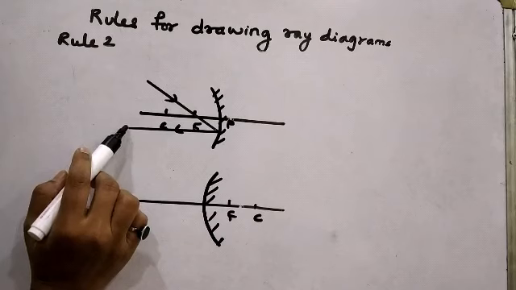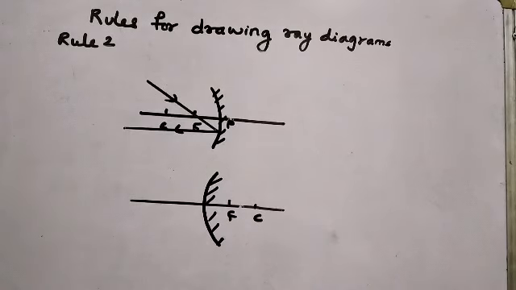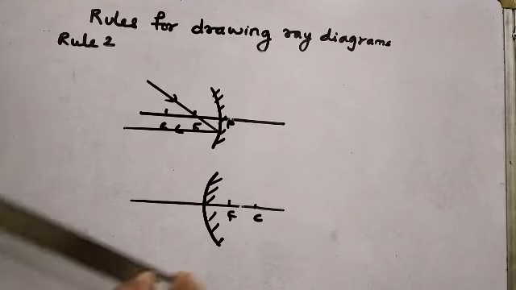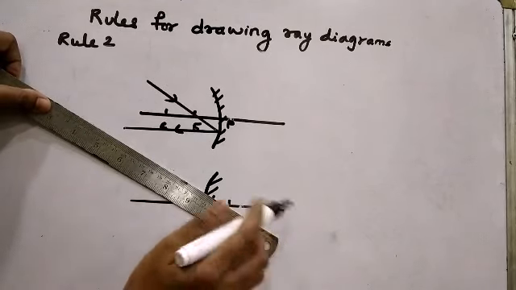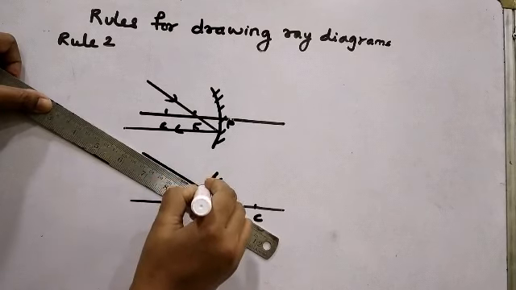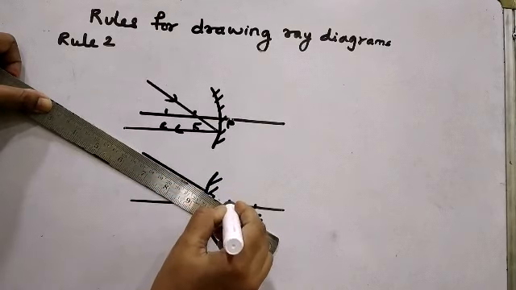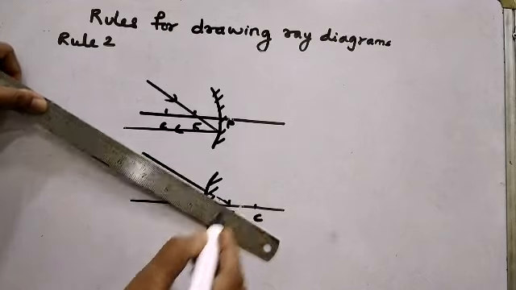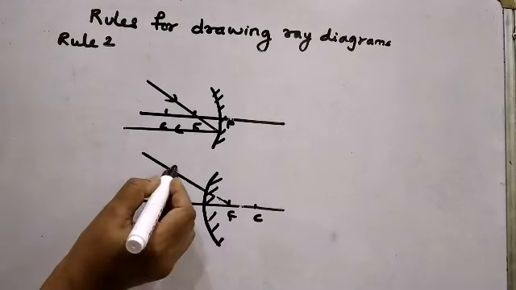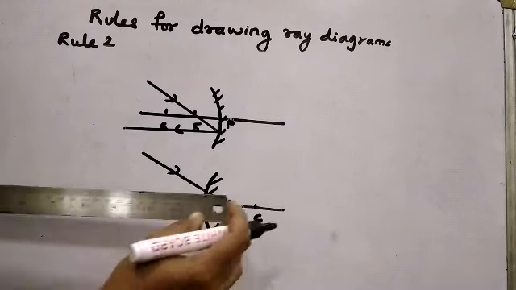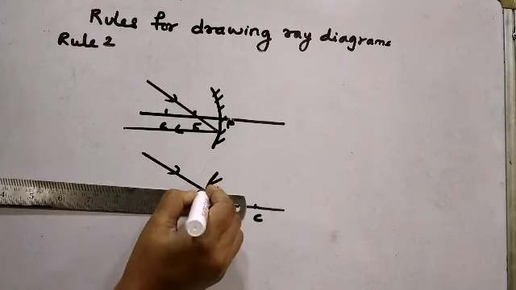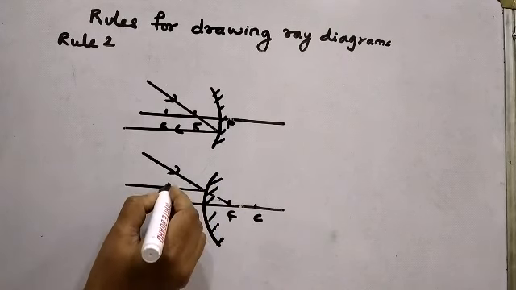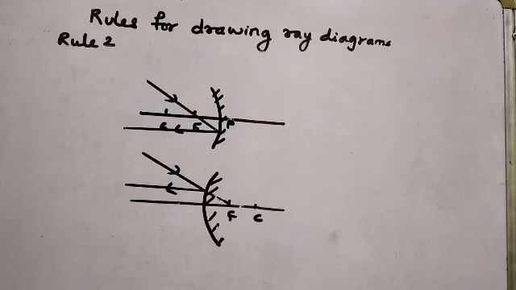the principal axis. In case of a convex mirror, if the incident ray is directed towards the focus of the convex mirror, here the incident ray is directed. This is your incident ray. It is directed towards the focus of the convex mirror. Then what will happen to the reflected ray? Then we find that the reflected ray is parallel to the principal axis.